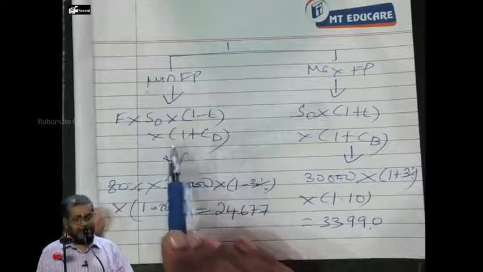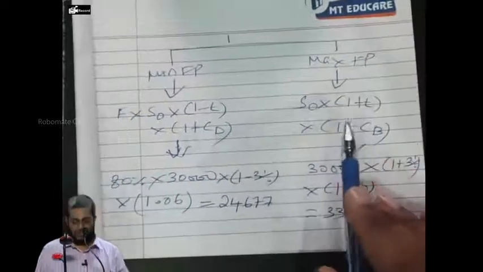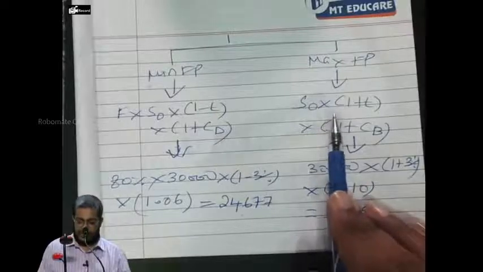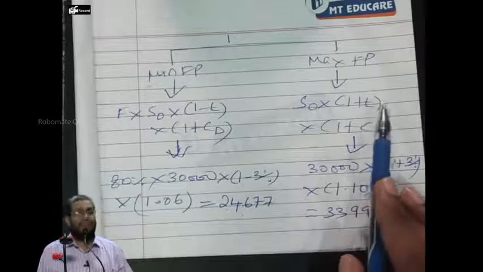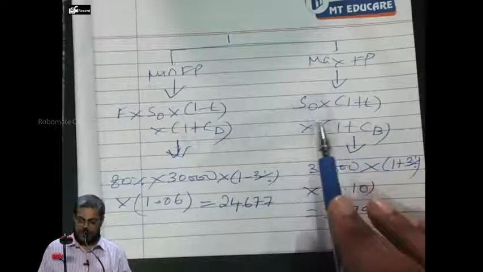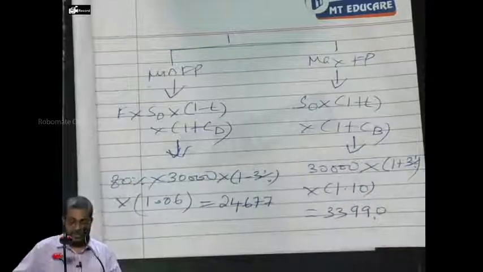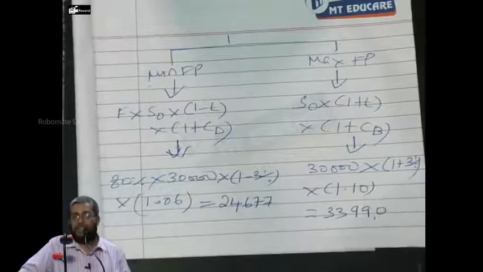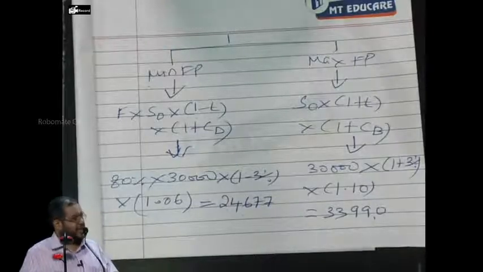Now, can I proceed? Now, maximum futures price, right? S0 into 1 plus T into, can you tell me what is T? Transaction cost, brokerage. S0 into 1 plus T into 1 plus CB. Everybody understanding it or not?